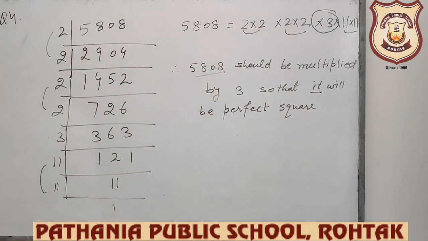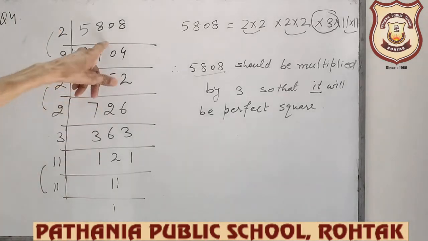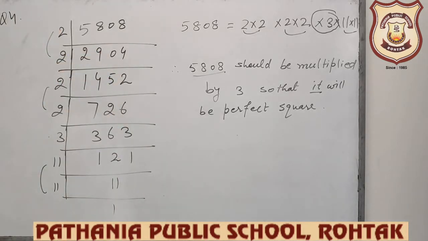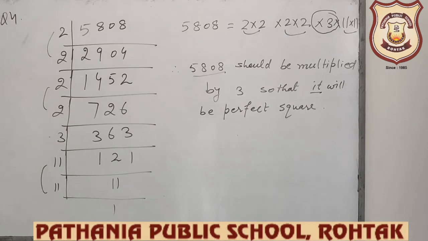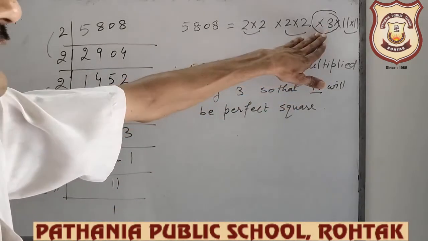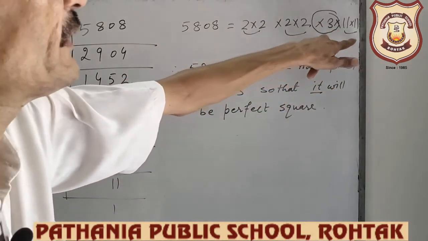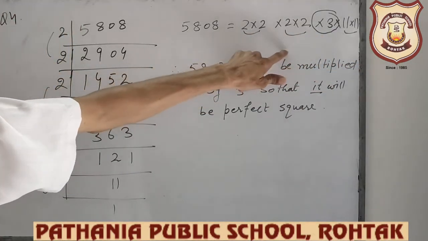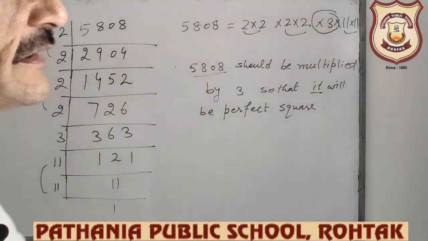If the question comes that by what number should 5808 be divided so that the result will be a complete square, then also it is the same thing. How is it the same thing? Either you remove this 3. This 3 can be removed if we divide it by 3. Then 3 and 3 cancel.